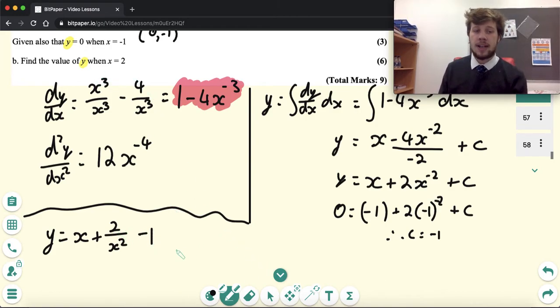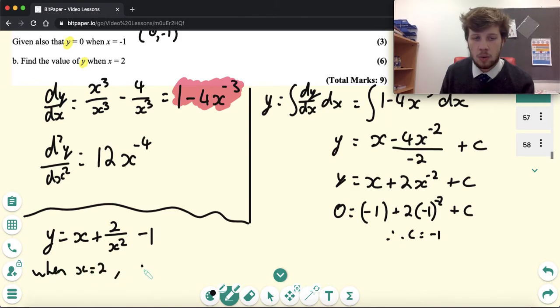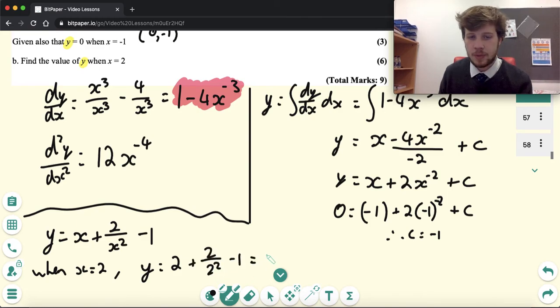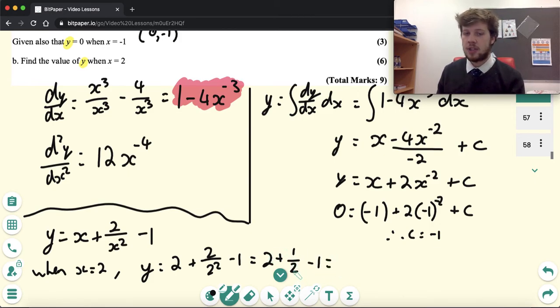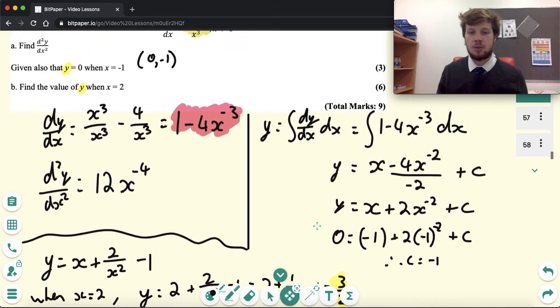Find the value of y when x equals 2. So when x equals 2, y is going to be equal to 2 plus 2 over 2 squared, take away 1, which is 2 plus, well, 2 over 2 squared is going to be 2 over 4, which is a half. Take away 1 is going to give me, well, 5 over 2, take away 2 over 2 is 3 over 2. And that would be my value of y when x is equal to 2.